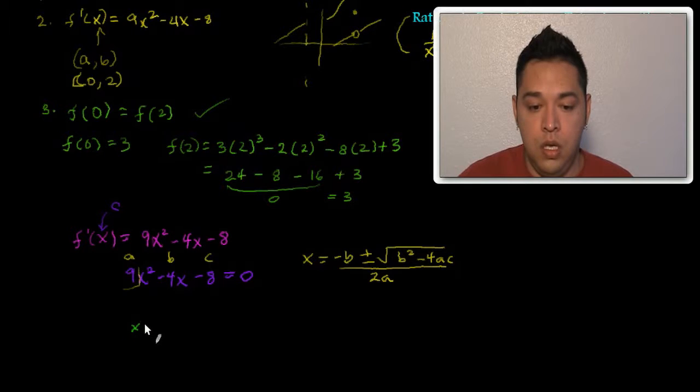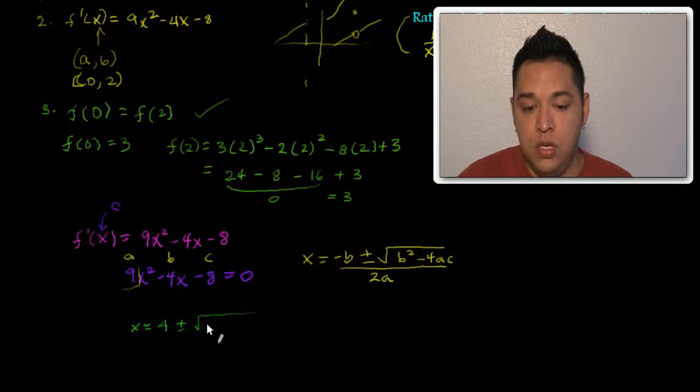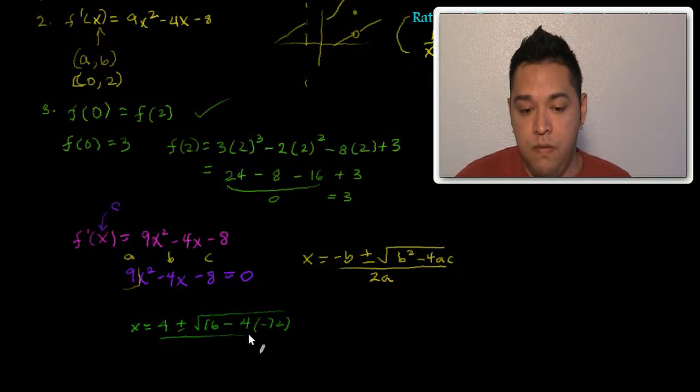So x is equal to negative b, so a negative of a negative is a positive 4, plus or minus the square root of b squared. So what's the square root of 4? 16 minus 4 times the multiplication of ac, which would be -72. Divided by 2a, which would be 9.